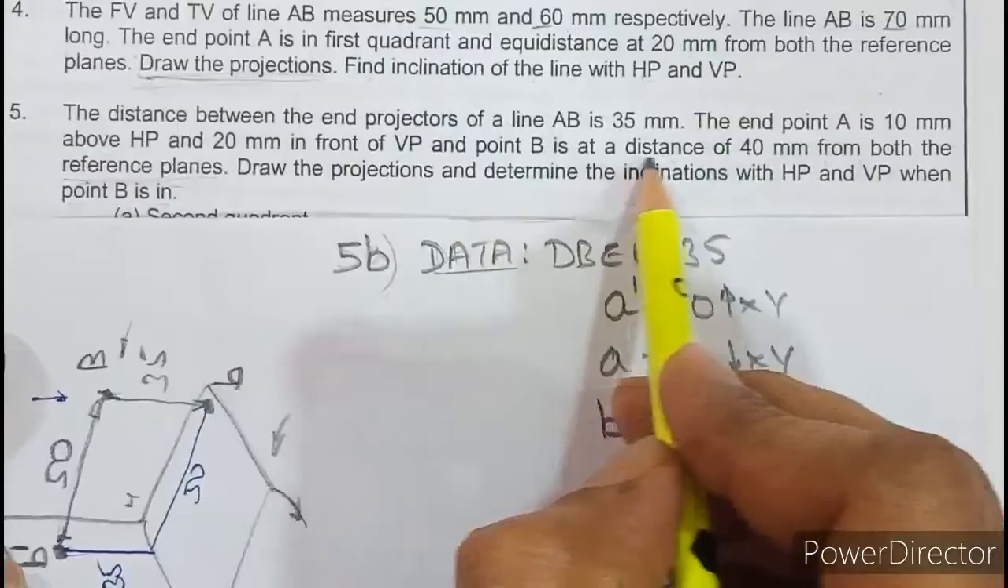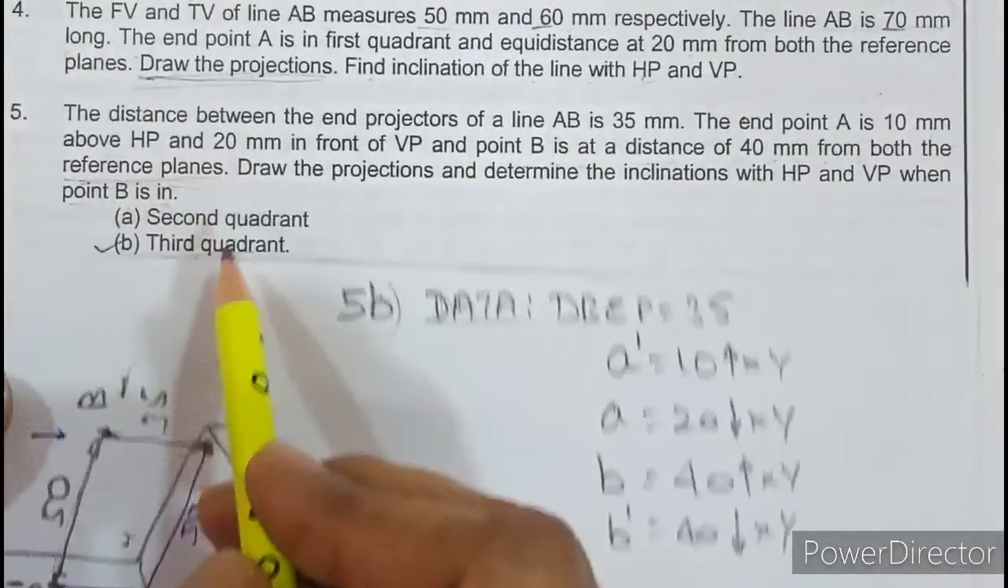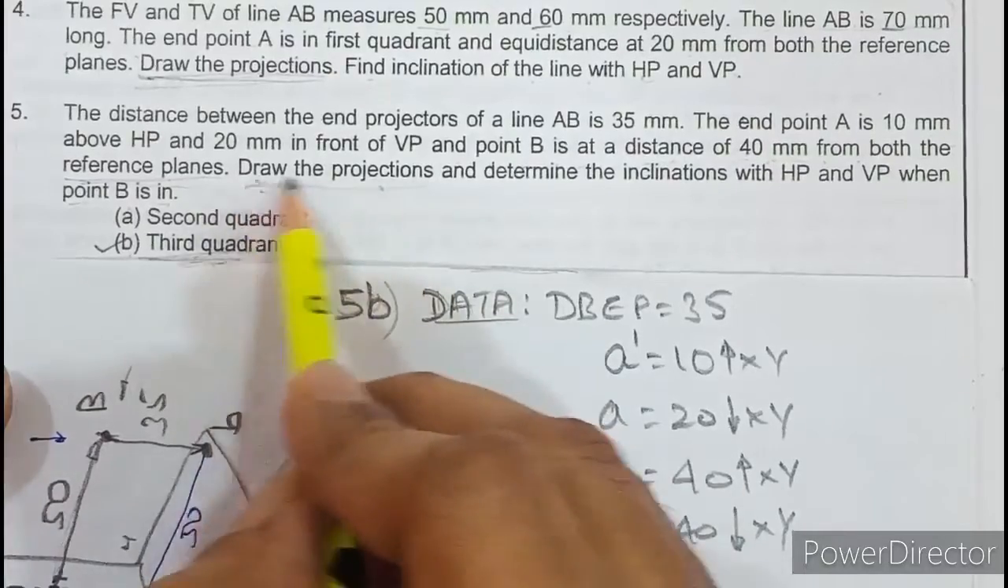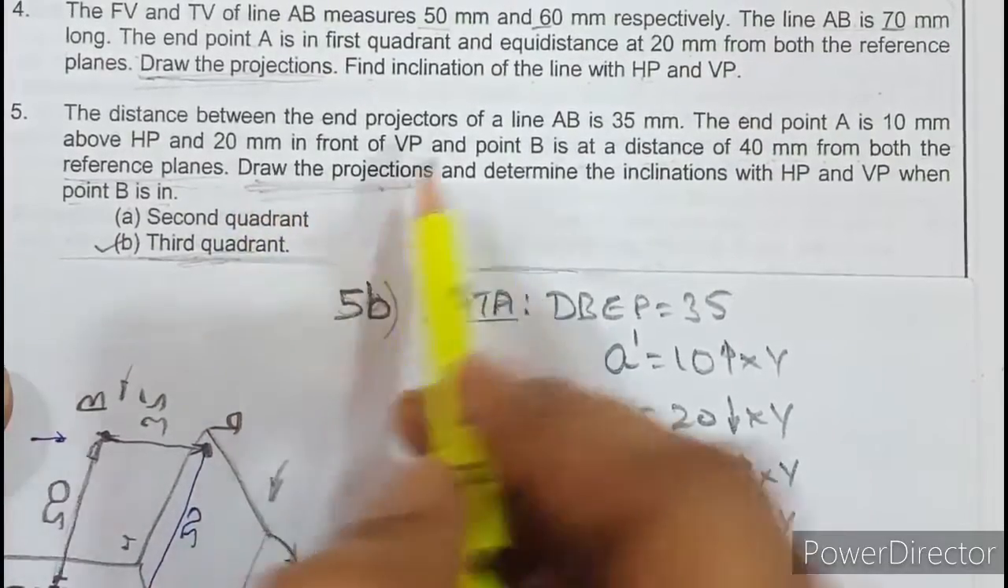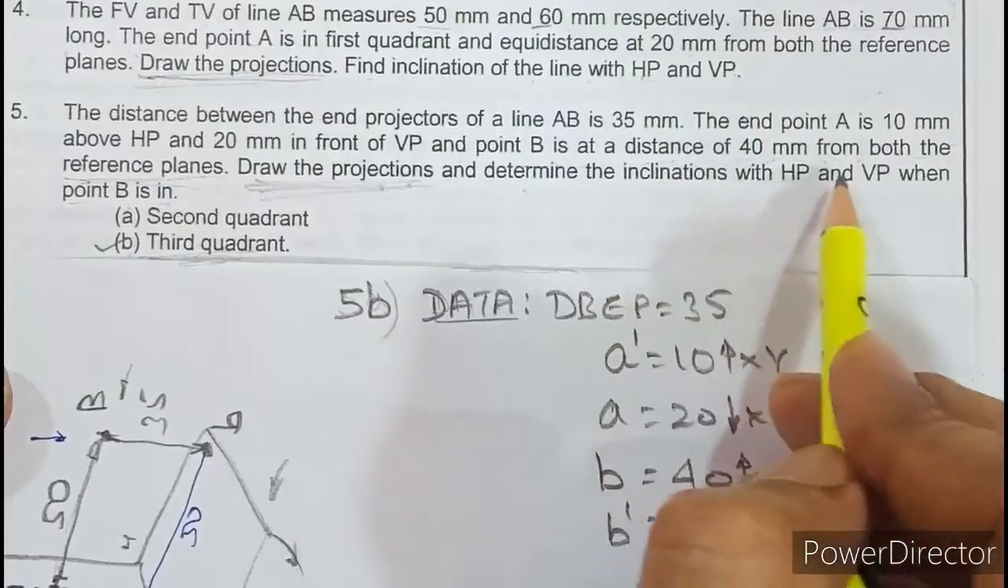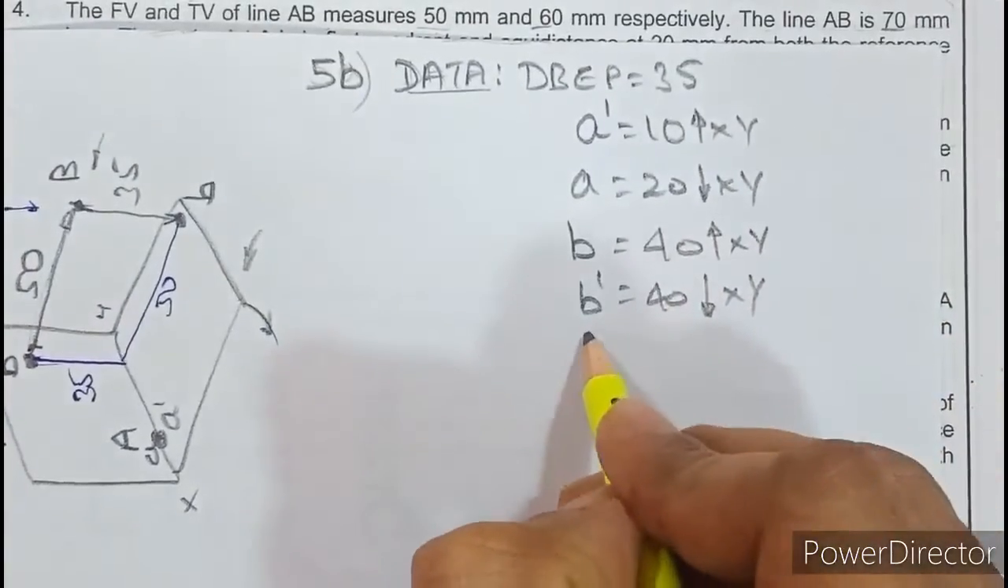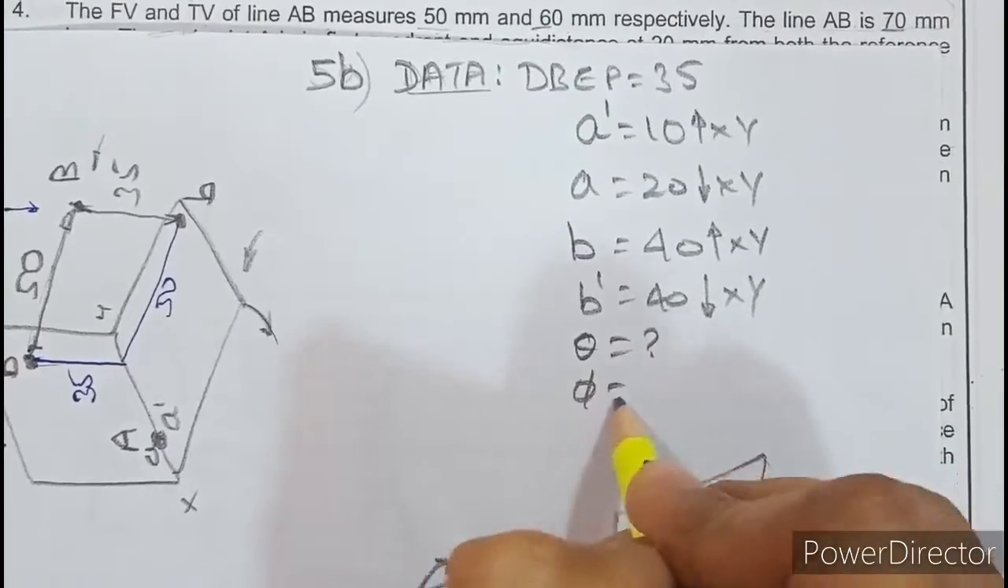So point B is at a distance of 40 mm from both the reference planes and in the third quadrant. What they ask is to draw projections. So by now it's clear. Draw projections means you need to draw the front view and top view and determine the inclination with HP and VP. So you need to find out the inclination of the line with HP and VP. So they've asked you to find theta and phi.